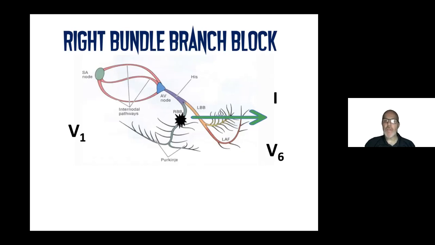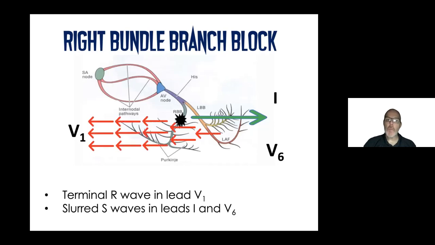So that means that the initial wave of electricity is to the left. Your left ventricle depolarizes first. But this is a critical term: terminal force. The question's not where the wave of electricity is going initially, it's where it's going terminally. In other words, where it ends up going. And it terminally goes from left to right.